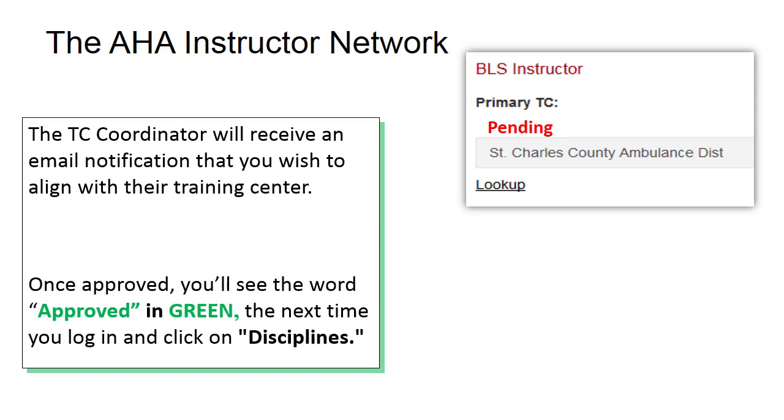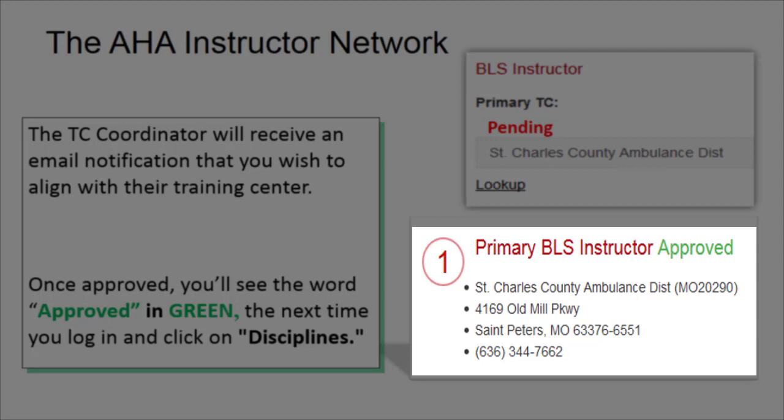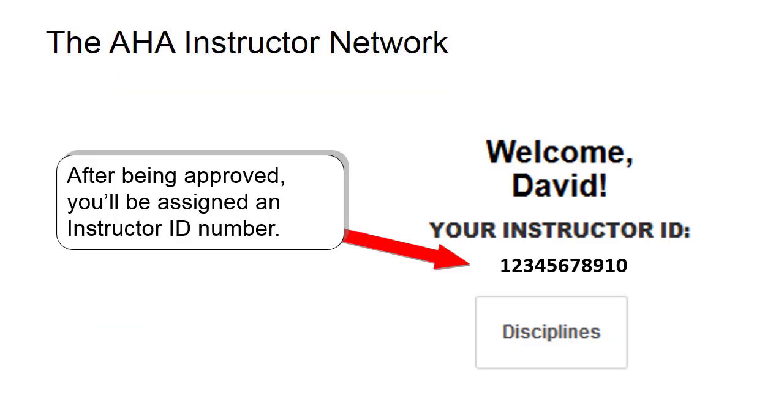Once approved, the next time you log into the Instructor Network, you will see underneath that discipline the word Approved written in green. You'll also find your instructor ID number on the dashboard. This number will be needed for various documentation, and it will also be printed on the back of all of your students' certification cards from here on out.